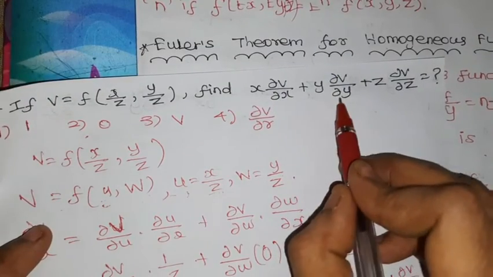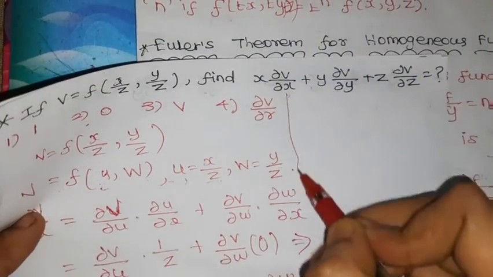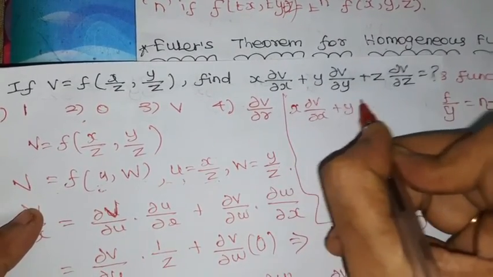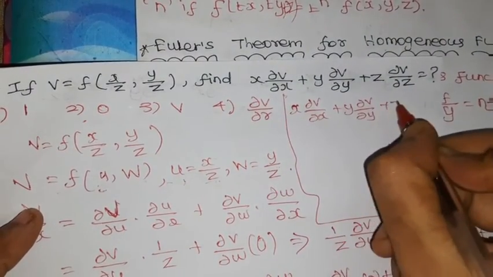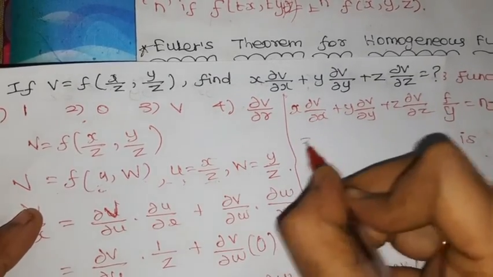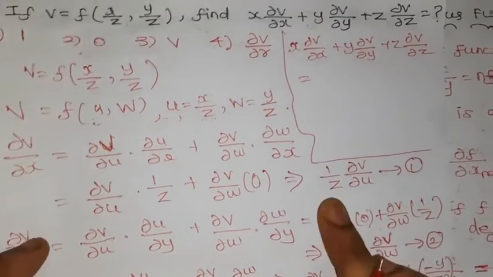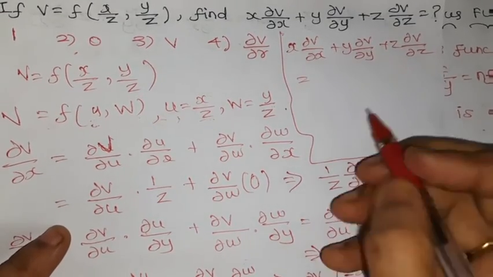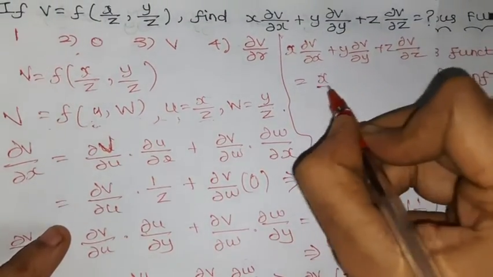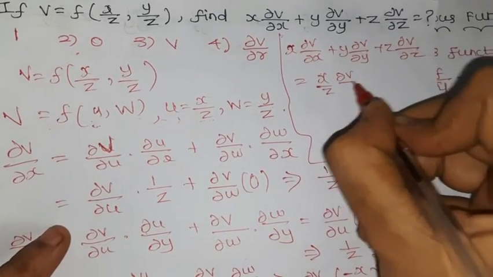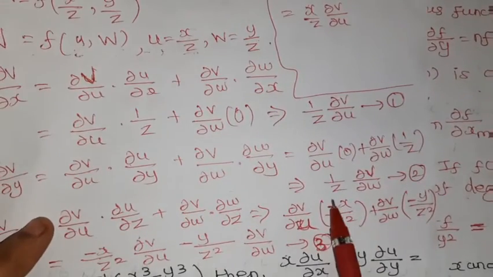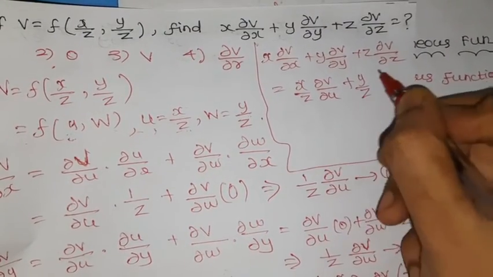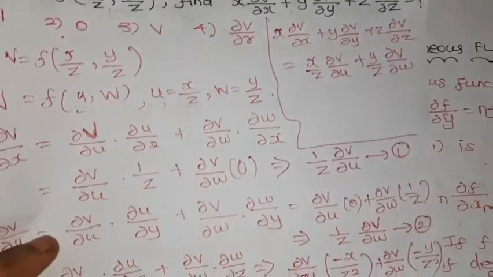x into dou v by dou x plus y into dou v by dou y plus z into dou v by dou z. So for that what we need to do: x into dou v by dou x plus y into dou v by dou y plus z into dou v by dou z. So in the RHS, just multiply equation 1 by the x term, x into x by z into dou v by dou u. In equation 2 multiply by the y term alone. So then y by z into dou v by dou w.